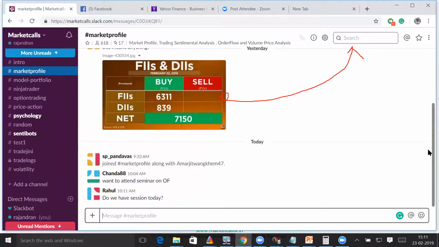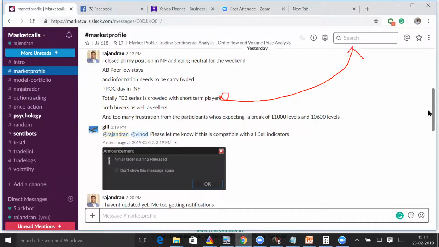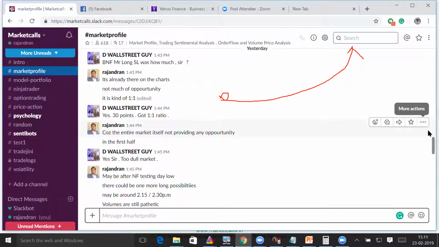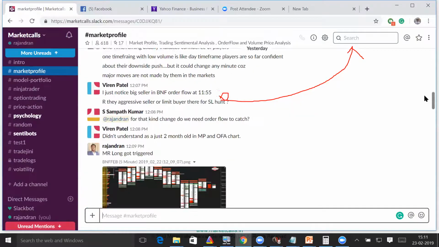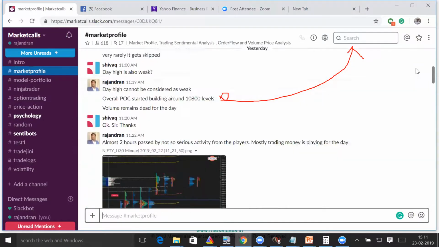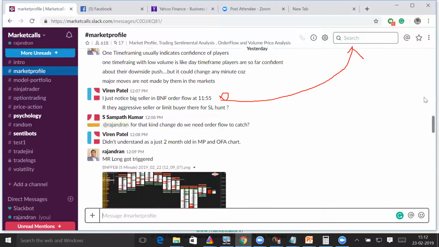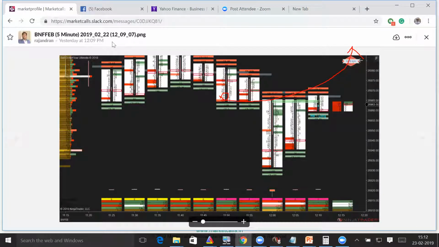So let me go a bit back. I think the levels came somewhere around... Yeah, so this is where the MR alert got triggered, around 12.5 or so. At 12.9 I posted that there was an MR long signal, and you see that it's a strong volatile bar, and then followed by an inside bar.